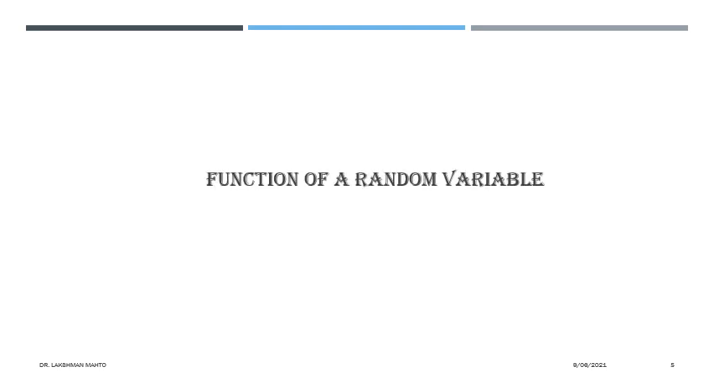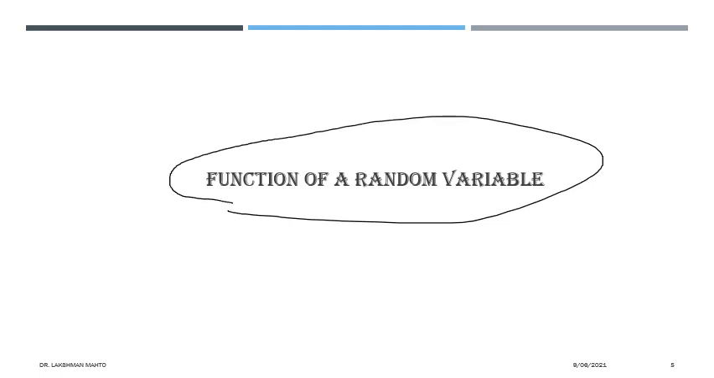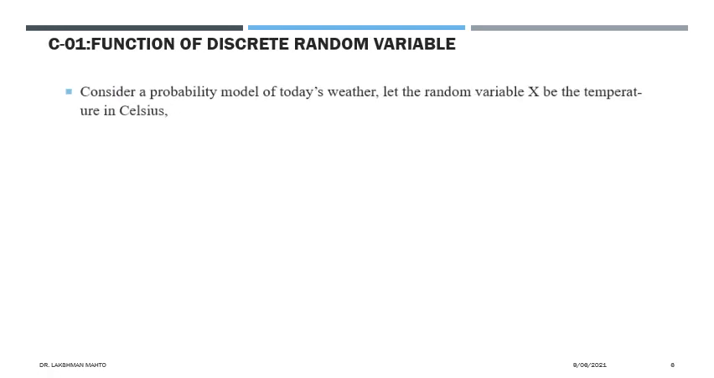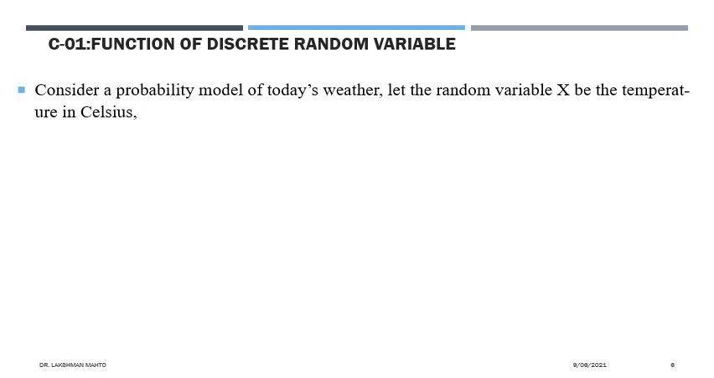Okay, so now in the next part of the lecture, I will talk about functions of a random variable. I will talk about one motivation first. So consider that you have a probabilistic model for today's weather, and let the random variable x be the temperature, which we measure in Celsius.